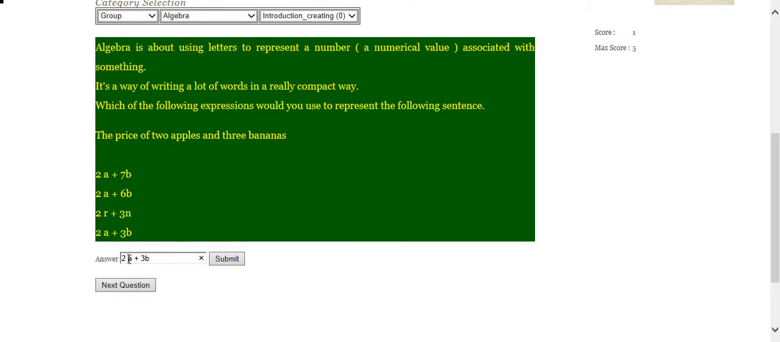We can see we're using the letter A to represent the price of an apple. We're using B to represent the price of a banana. And we're using 2A plus 3B to represent the price of 2 apples plus 3 bananas. And if you submit that there, it checks it, and you'll get your score there.